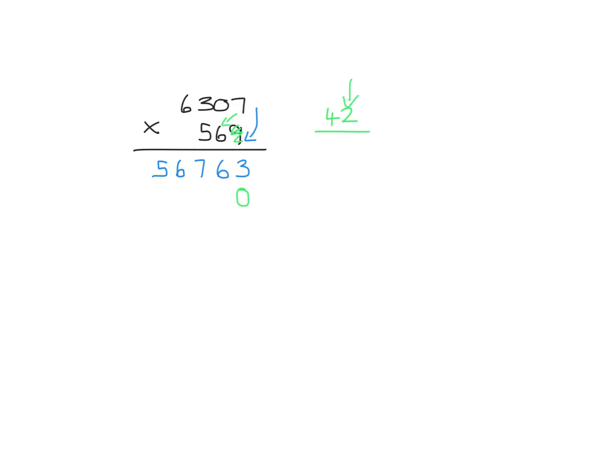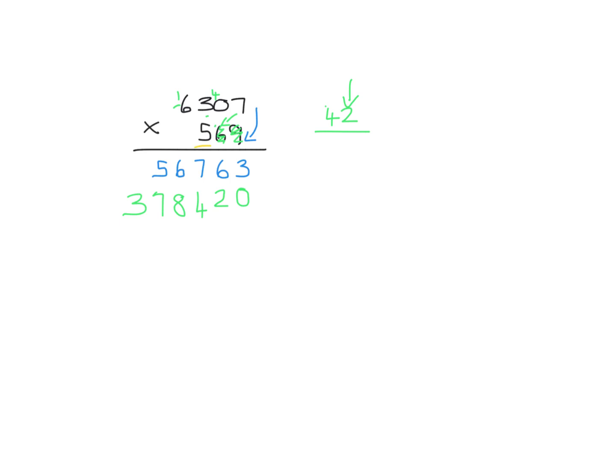The 2 goes there, the 4 is carried over. 0 times 6 is 0, the 4 has to be added, the 4 goes there. Now 3 times 6 is 18, the 8 goes there, the 1 is carried over. 6 times 6 is 36, plus the 1 is 37, the 7 and the 3. Now I'm done with the 60.